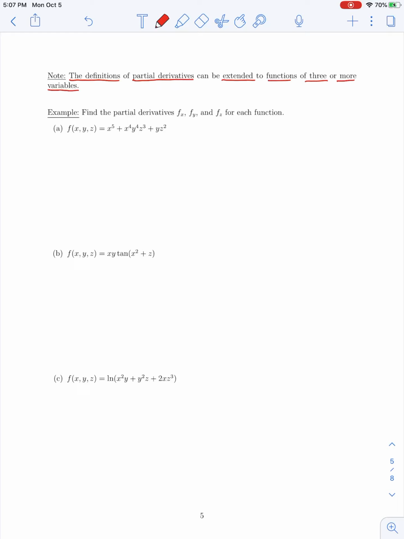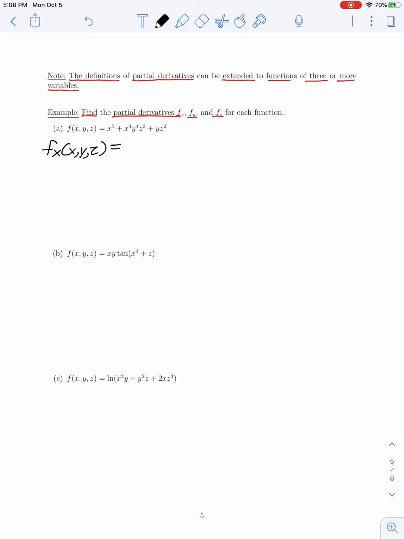So given that information, let us look at the next example where we're asked to find the partial derivatives of f with respect to x, y, and z for each of the functions given. Now in part A, we have f of x, y, z is this polynomial function of three variables. So first, to differentiate with respect to x, we would treat the variables y and z as constants and then differentiate our function as we normally would, where x is the only variable.